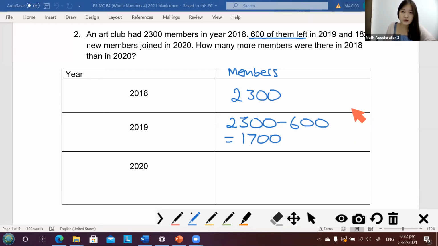Okay, so now 182 new members joined in 2020. Join. Okay, so testing you on your comprehension. Join means you add. So add to what? You add to the 1,700. Don't go and add to the 2018. This is after 600 left. So we have a new number plus 182. What do you get? Okay, thank you. 1,882.